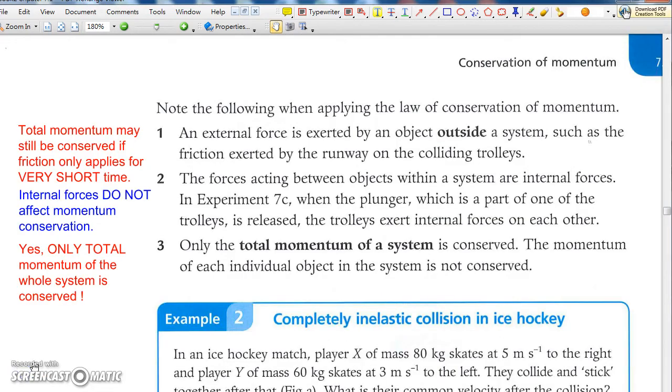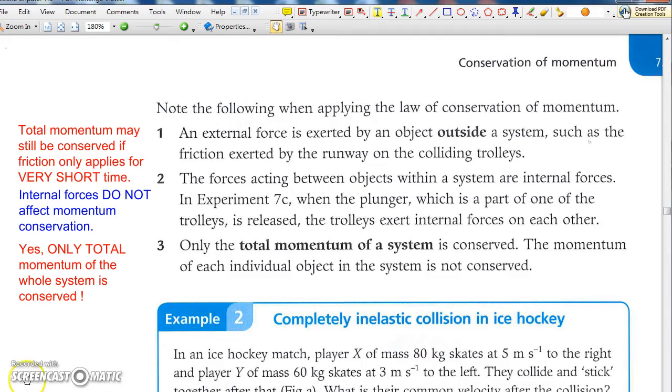So when there is an external force, such as friction, exerts on any object of the system, the total momentum is not conserved anymore. On the other hand, internal forces between objects of the system do not affect its total momentum. Lastly, only the total momentum is conserved. The momentum of a single object of a system is properly not conserved.